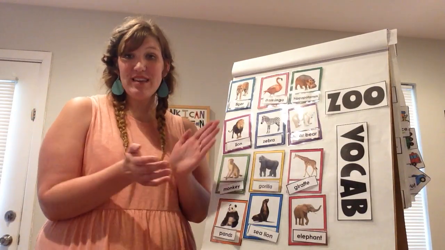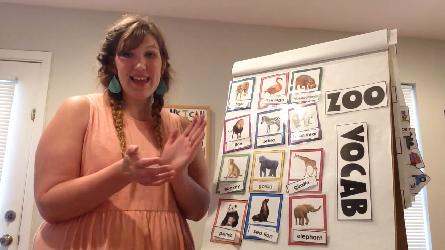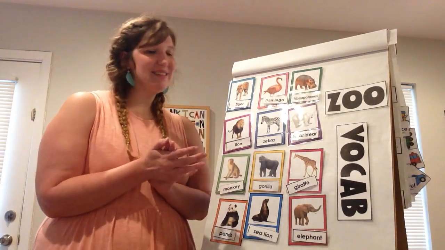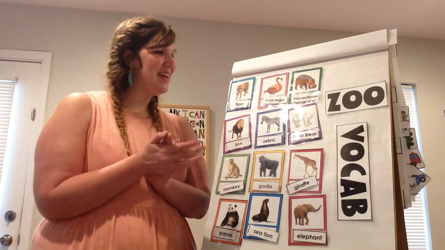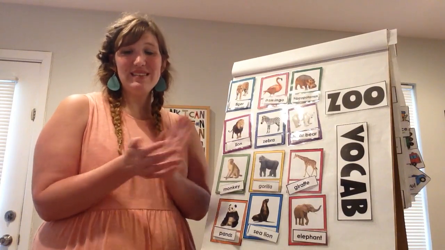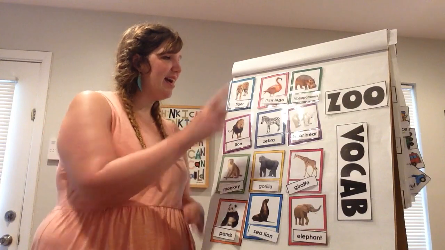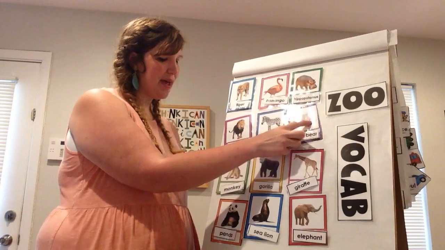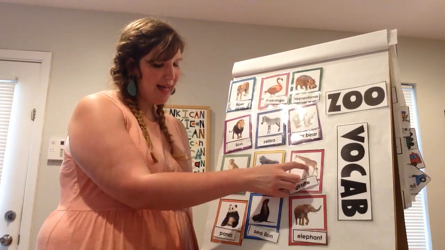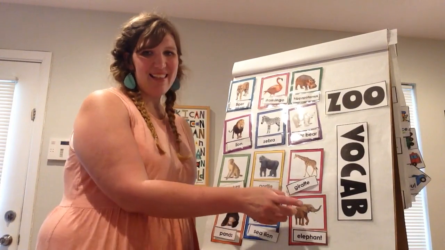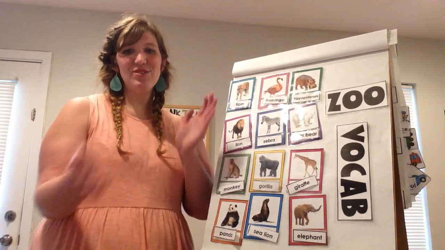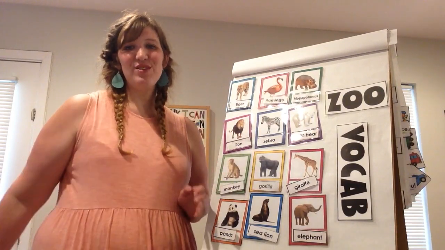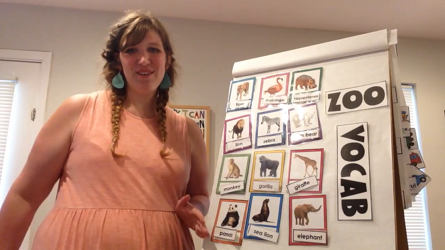You can clap or tap your feet with me. Are you ready? Let's go. Let's go to the zoo. Let's go to the zoo and see the animals. I see a tiger, flamingo, and hippo, lion, zebra, and polar bear, monkey, gorilla, giraffe, panda, sea lion, and elephant. Let's go to the zoo. Let's go to the zoo and see the animals.